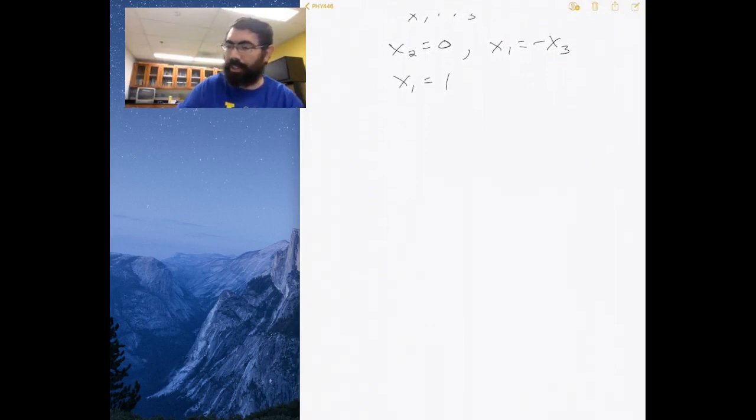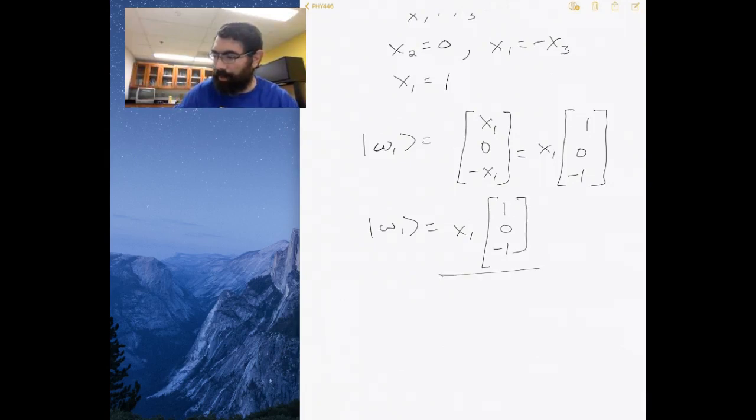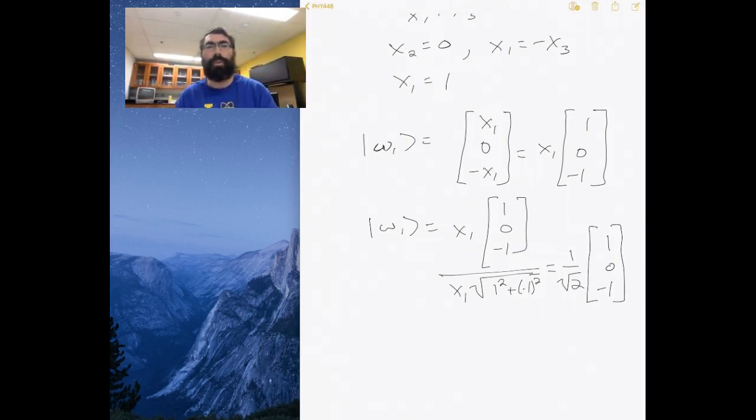and then we'll just normalize it later, our vector omega 1 would be x1, 0, minus x1. Or factoring out the x1, 1, 0, minus 1. Like so. And if we then normalize it, we get x1 times 1, 0, minus 1 over x1 times the square root of 1 squared plus minus 1 squared, or 1 over the square root of 2 times 1, 0, minus 1. So that's our first eigenvector.